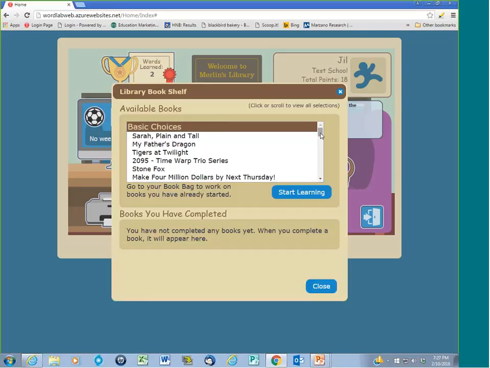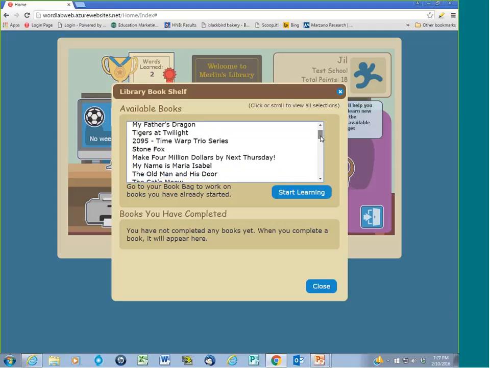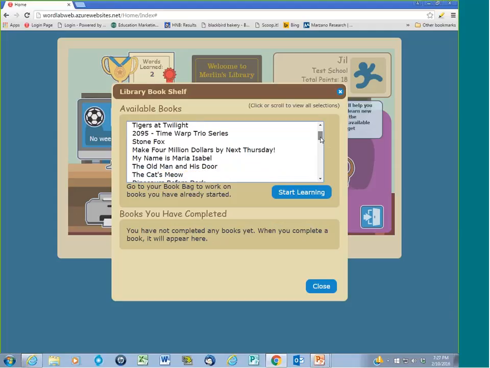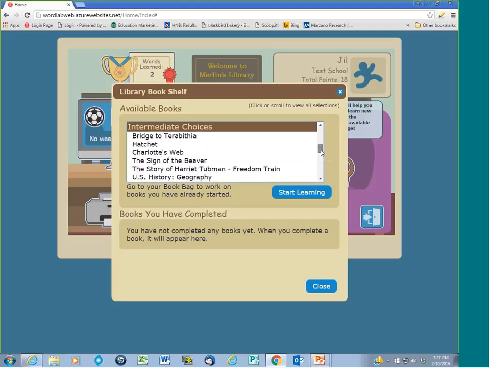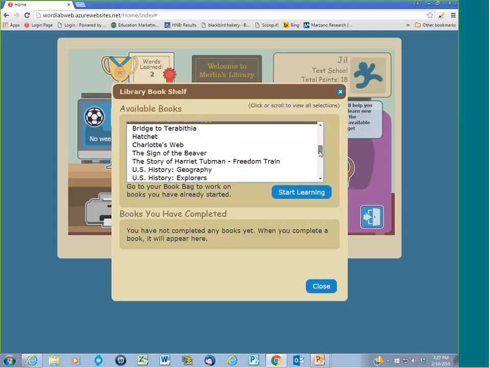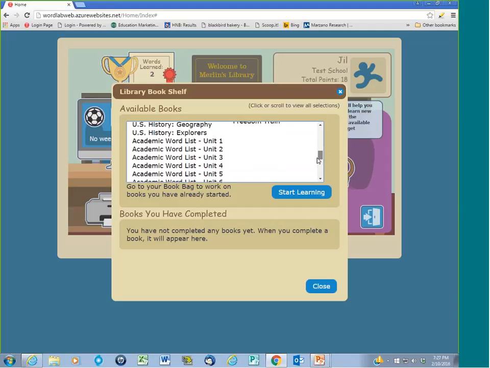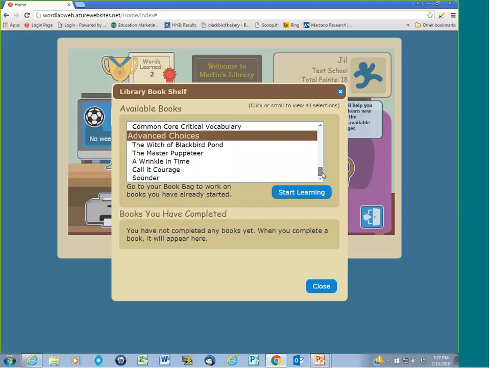Now, if I find that choosing books from the basic choices list here is getting too easy for me and I just know all the words, then I should move on to intermediate choices. The basic choices are about 2nd through 5th grade. The intermediate choices are about 6th through 8th grade, and they include a lot of academic words. And then finally, the advanced choices are above 8th grade reading level.